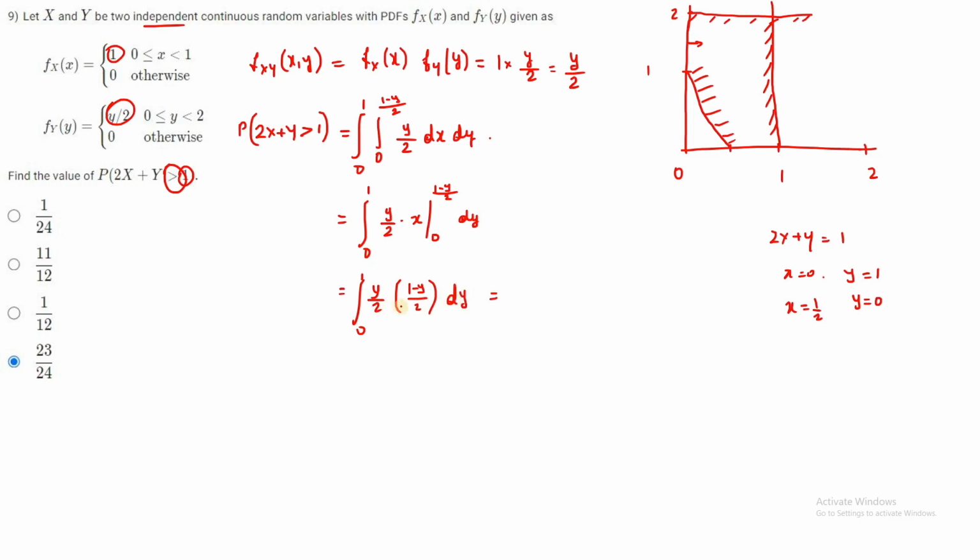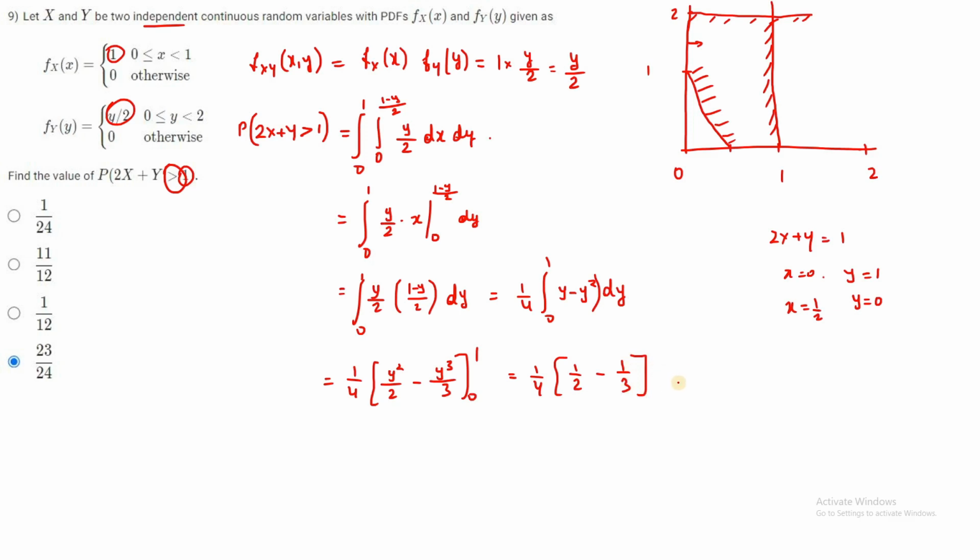I'll take 2 into 2 is 4, I'll take 1 by 4 outside, integral 0 to 1, I'll have y minus y square dy. Okay, if I integrate this again, I will have 1 by 4 into y square by 2 minus y cube by 3. The limits are 0 to 1, which is equal to 1 by 4 into (1 by 2 minus 1 by 3), and again that is equal to 1 by 24.